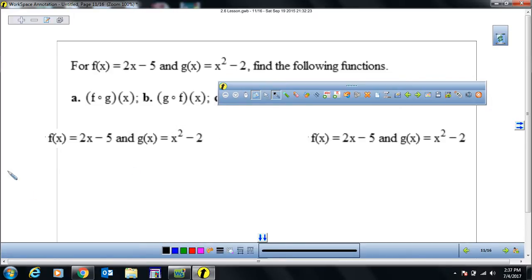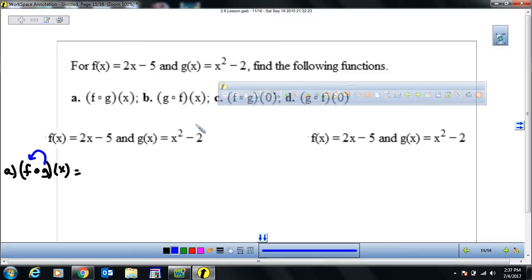So letter A, f of g of x. That means that you need to substitute g of x into f of x. That's what f of g means. So I need to replace the function g of x, which is x squared minus 2, into every x of your function f of x. Now f of x only contains one x, so you're just going to put it into that x.